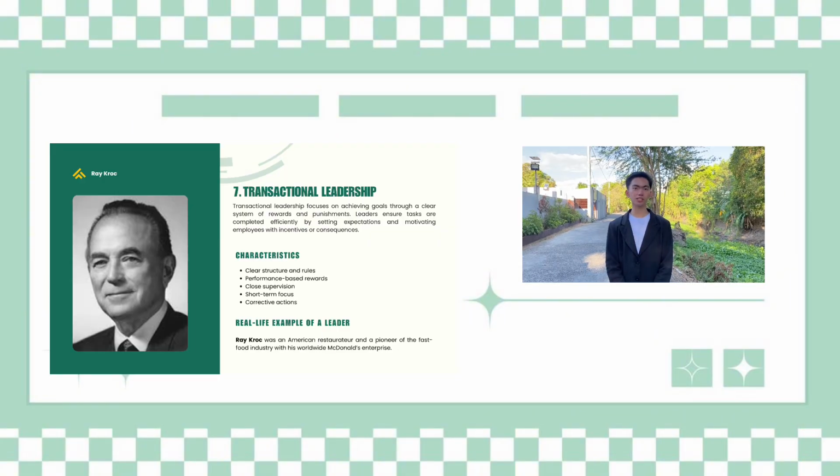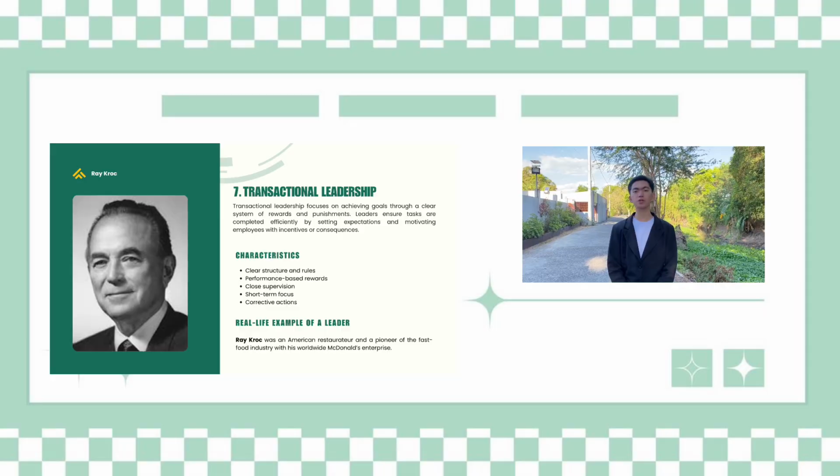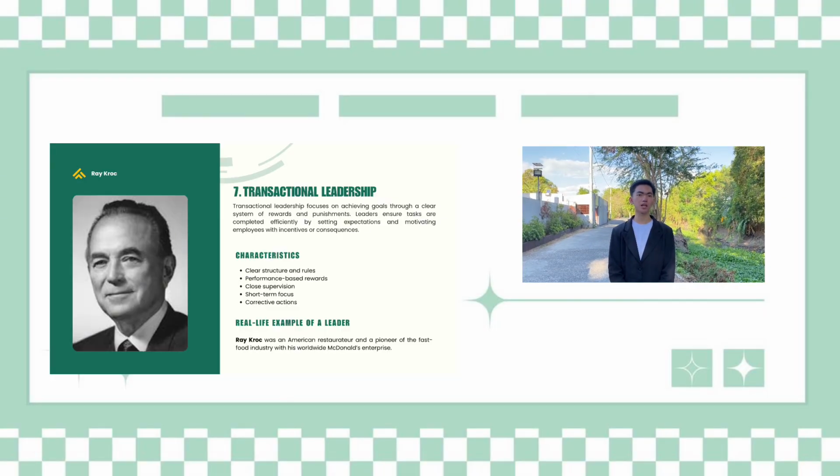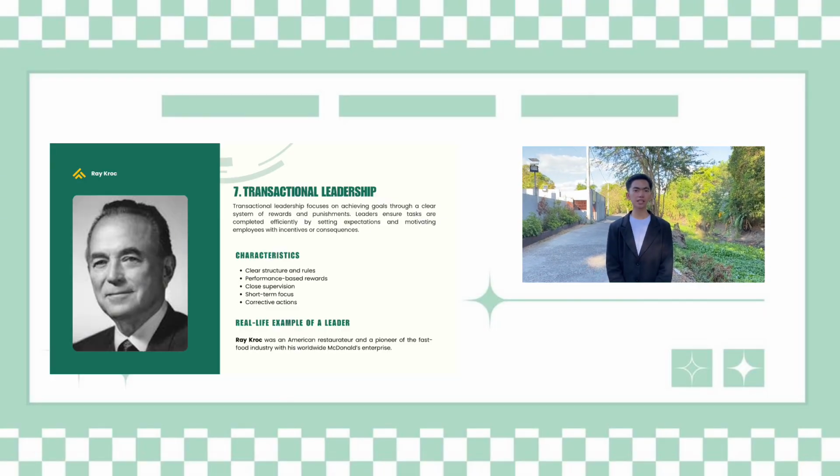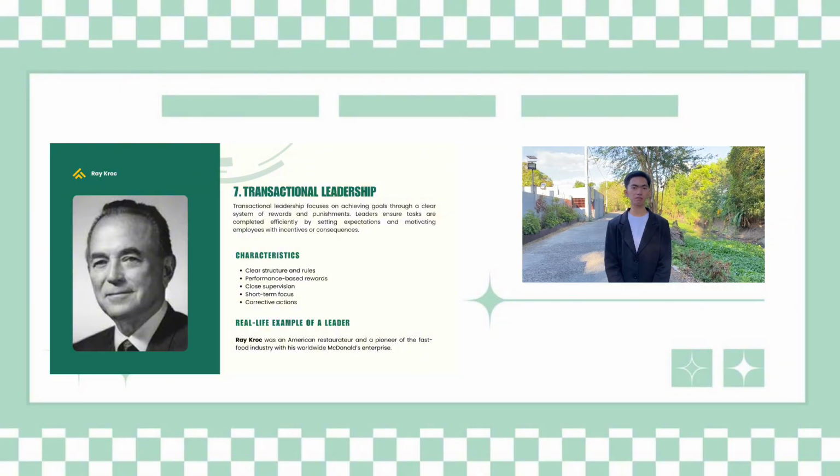Now, let's head on to transactional leadership. Transactional leadership focuses on achieving goals through a clear system of rewards and punishments. Leaders ensure tasks are completed efficiently by setting expectations and motivating employees with incentives or consequences. So these are the key characteristics of transactional leadership.